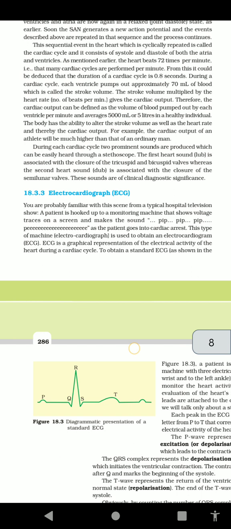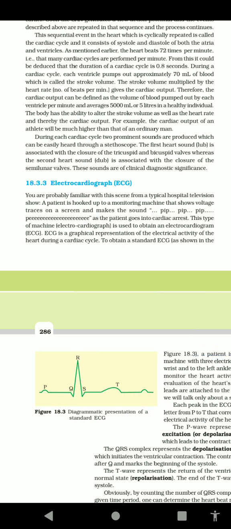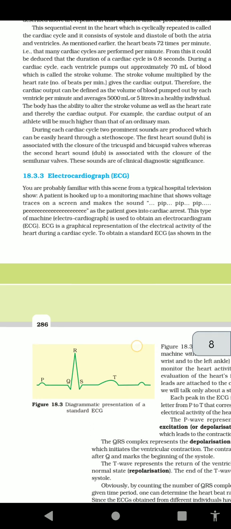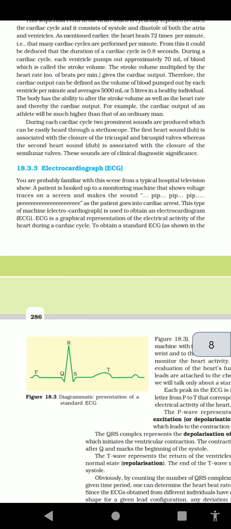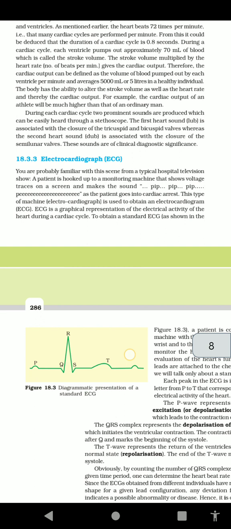The sequence of events of the heart, which is cyclically repeated, is called the cardiac cycle, and it consists of the systole and diastole of both the atria and the ventricles. As mentioned earlier, the heart beats 72 times per minute. That is, 72 cardiac cycles are performed per minute. From this we can deduce that the duration of the cardiac cycle is 0.8 seconds.